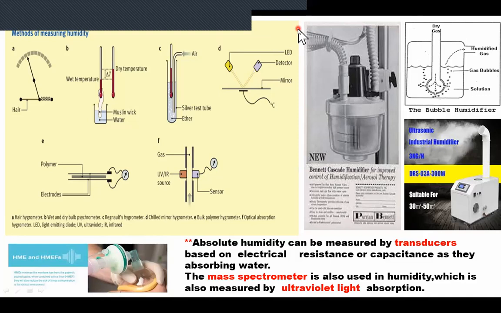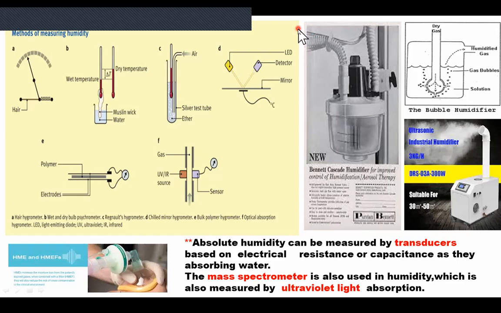So the first slide, as we can see, shows some drawings. On the left, we can see the hair hygrometer, which we will tell you about later on. And then we have the dry and wet thermometer, and then we have the Regnault's hygrometer, and then we have another transducer thermometer. As you can see, the D and F depends upon the absorption of ultraviolet light by humidity, and at the same time, of course, will detect the changes.